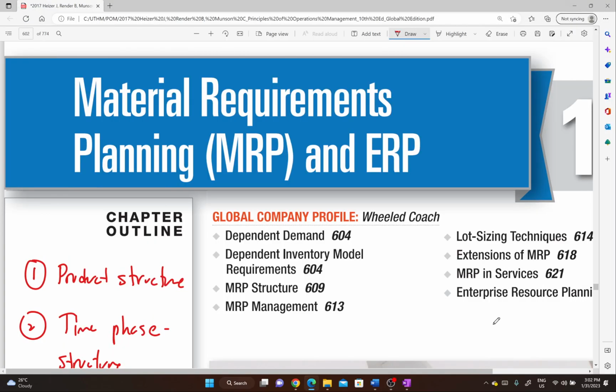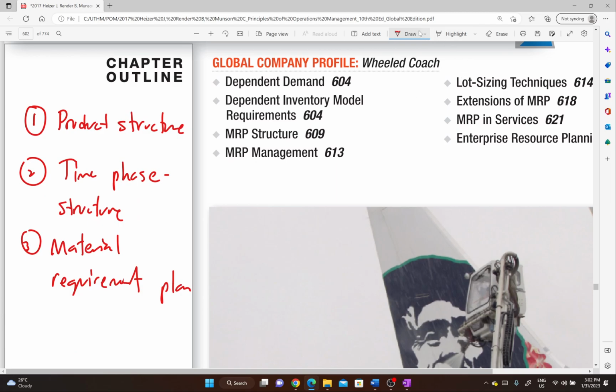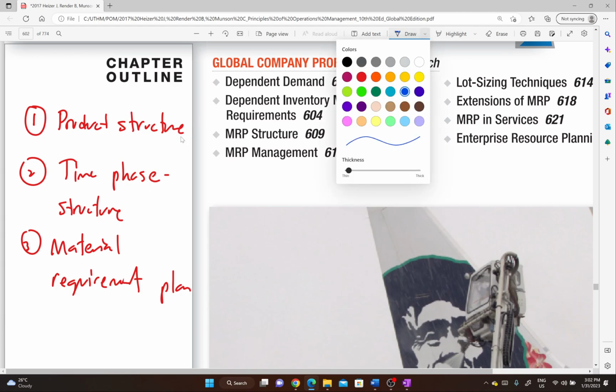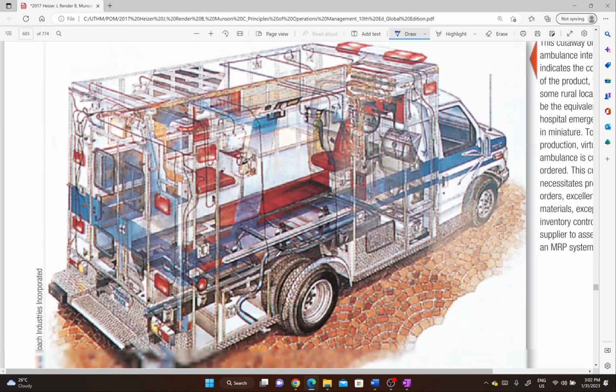Good afternoon, guys. So, in this video, we're going to look at the chapter on material requirement planning. In this chapter, I'm going to cover three things: product structure, time phase structure, and material requirement plan. Before I go on with the product structure, let us look at the definition of MRP.